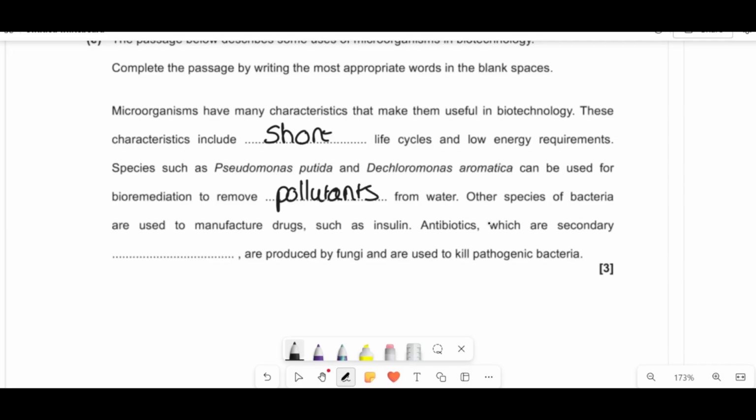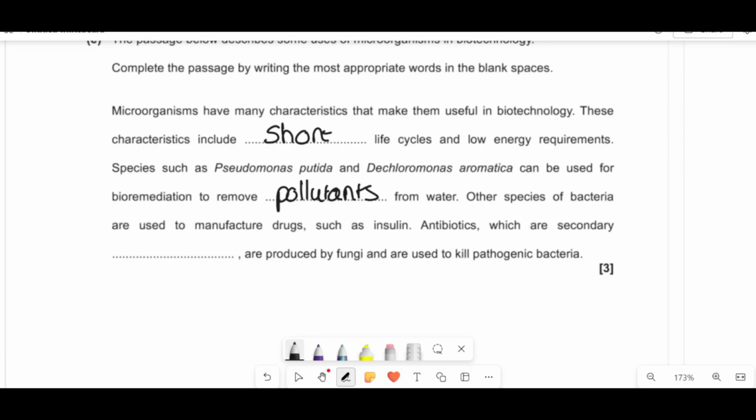Other species of bacteria are used to manufacture drugs such as insulin. Antibiotics, which are secondary something, are produced by fungi and used to kill pathogenic bacteria. When you're growing organisms, they're going to produce things. Secondary means not essentially needed for their direct growth. They make things that are not directly involved in their normal growth, development, or reproduction. Examples are antibiotics from yeasts, or types of chemicals that plants make to protect themselves. Those don't directly contribute to growing. It just stops them from suffering and competing with other things. These are called secondary metabolites because they don't directly feed into growth.